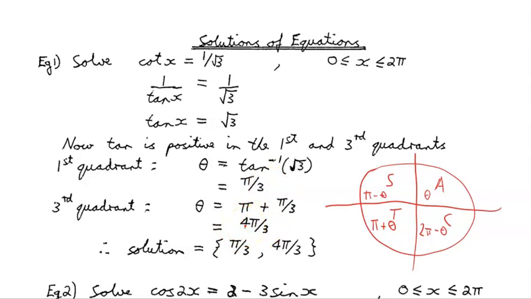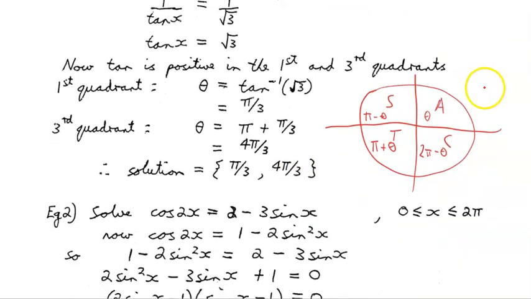So the solution set for cotangent of x equals 1 on the square root of 3, which is the same equation as tan x equals the square root of 3, is pi on 3, 4 pi on 3, in the interval 0 to 2 pi. Okay, let's have a look at another example.